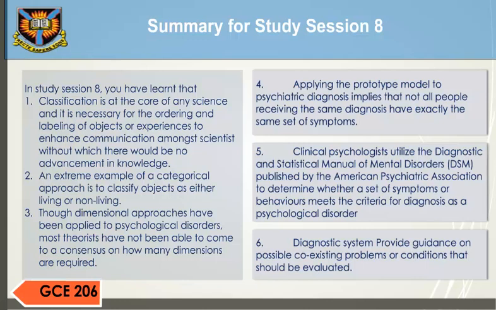4. Applying the prototype model to psychiatric diagnosis implies that not all people receiving the same diagnosis have exactly the same set of symptoms. 5. Clinical psychologists utilize the Diagnostic and Statistical Manual of Mental Disorders, DSM, published by the American Psychiatric Association, to determine whether a set of symptoms or behaviors meet the criteria for diagnosis of a psychological disorder. 6. Diagnostic systems provide guidance on possible coexisting problems or conditions that should be evaluated.